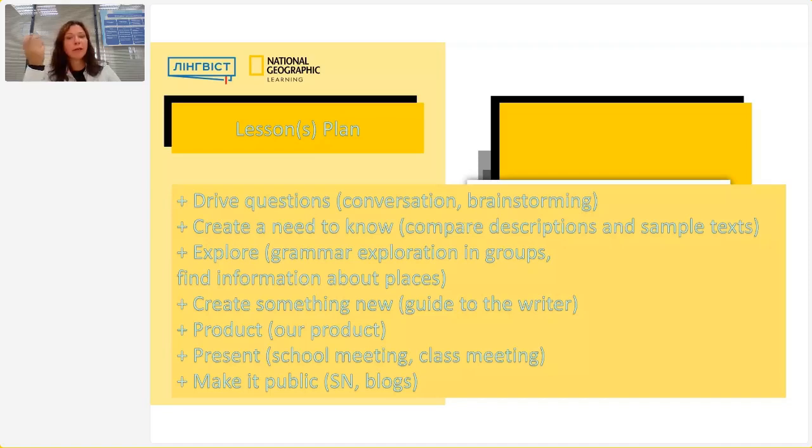Explore. Here they need to explore something. In our case, they explore 3 topics in their groups, and they share it. Create something new. Guide to the writer. They like, wow, now I can make a guide to the writer on how to write good things in English. Product, actually the product. And you see, I even didn't put the answer, because while I was planning this webinar, I didn't know where our discussion would head us.